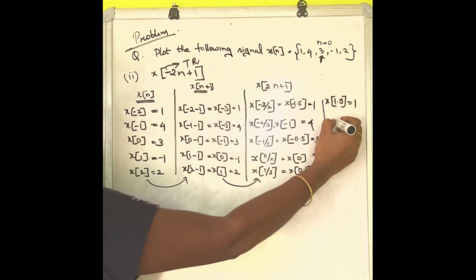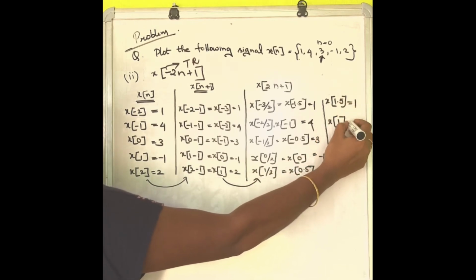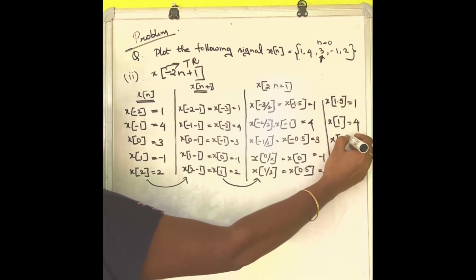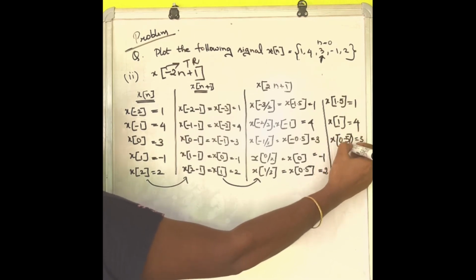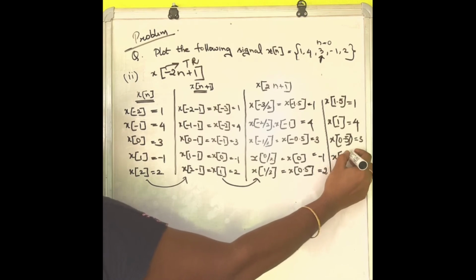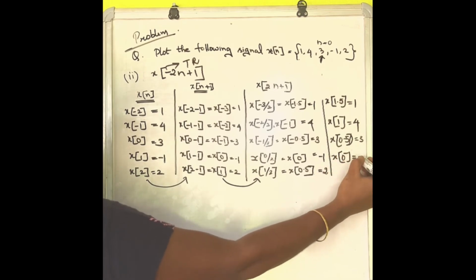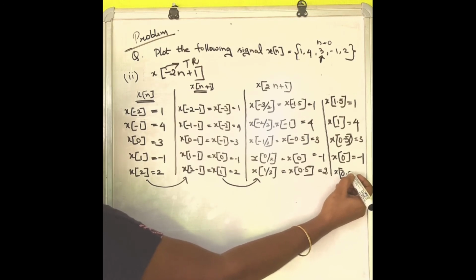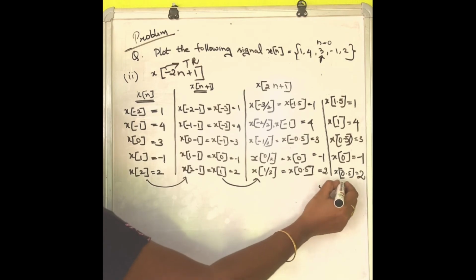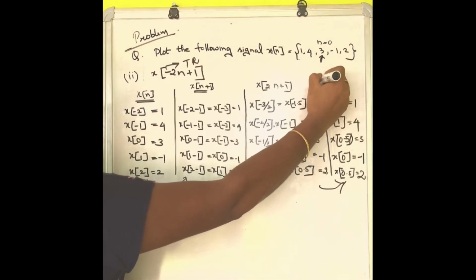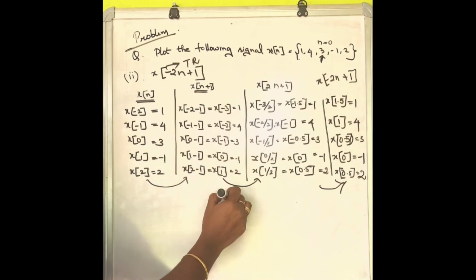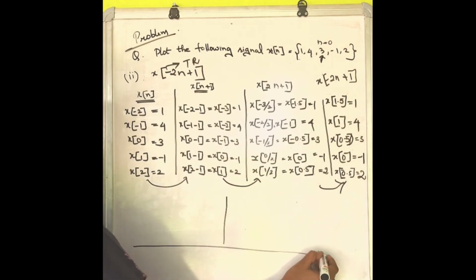Amplitude is 1. X of 1. Amplitude is 4. X of 0.5. Amplitude is 3. X of 0. Amplitude is minus 1. X of minus 0.5. Amplitude is 2. Now, this is the value that has been obtained for x of minus 2n plus 1. Now, let's draw the graphical representation.